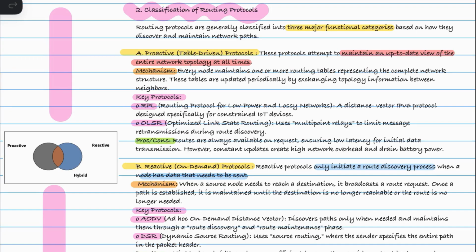Then comes the second kind of approach, that is the exact opposite of proactive, that is reactive protocol, and it is also known as on demand protocol, right? If a proactive protocol is a traveler who keeps the map updated, the reactive protocol is the traveler who refuses to look at the map until they are lost, right? They discover the path only when the data needs to be sent. They are not just aimlessly looking at the map, they just look at the map when they actually need it, right? So when there is a need.